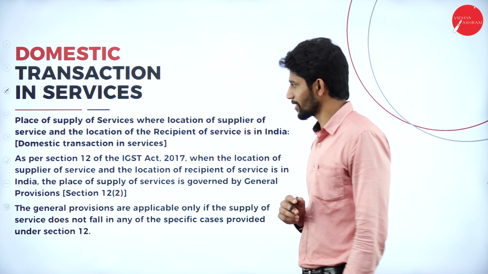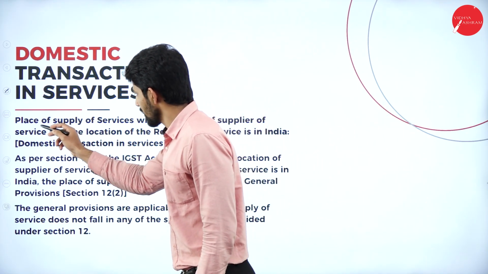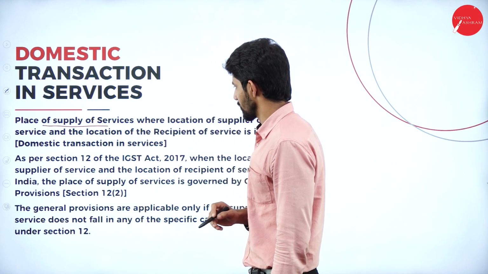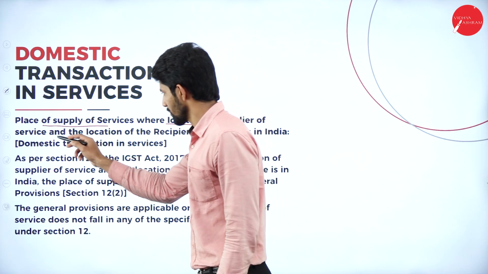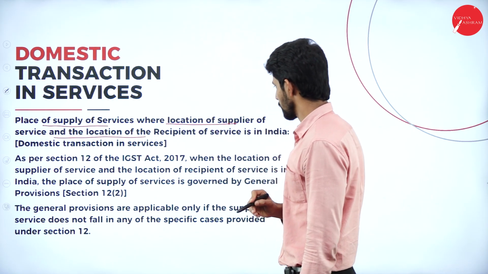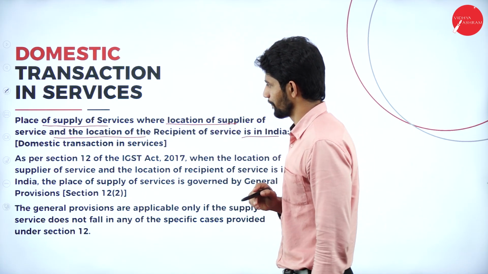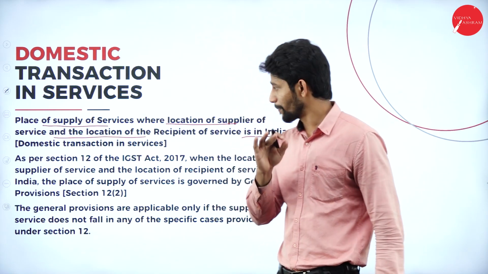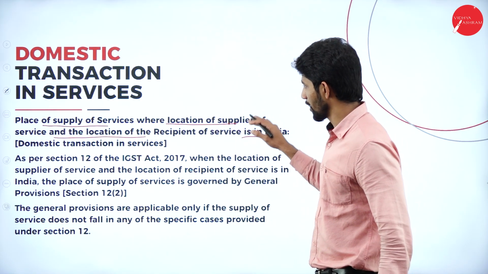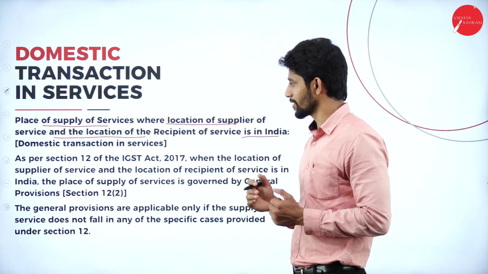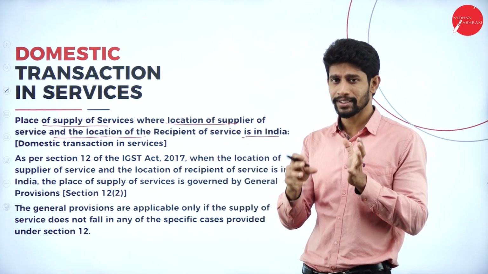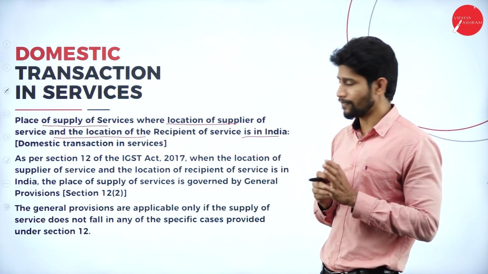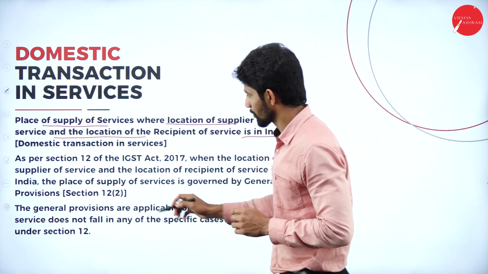Domestic transactions in services. So place of supply of services, where location of supplier of service and the location of the recipient of services is in India. That means both the supplier and the receiver of the service, if they are in India, that is called the domestic transaction in services.